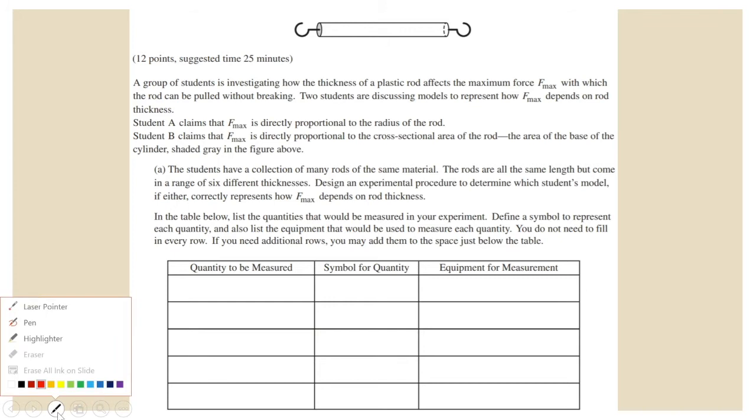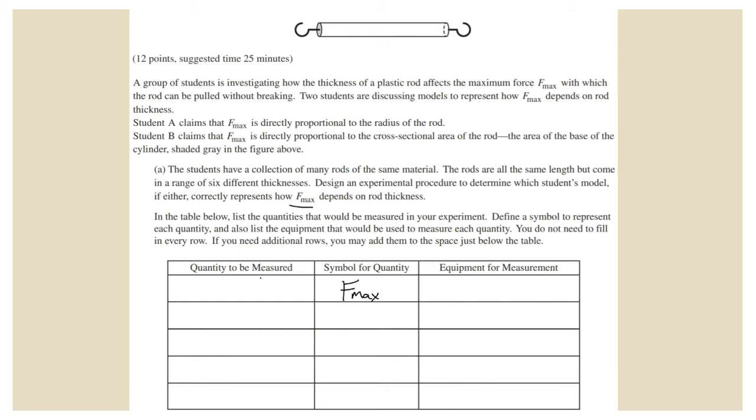It should be pretty clear to everybody that something we are definitely going to have to measure here is the breaking force, which they already told us in the text of the problem was given by the symbol F max. So I'm going to write here breaking slash max force. This is, after all, a force. And we're going to give it the symbol F max. And the equipment that we're going to use for the measurement should be pretty clear to everybody. We're going to use a force sensor.